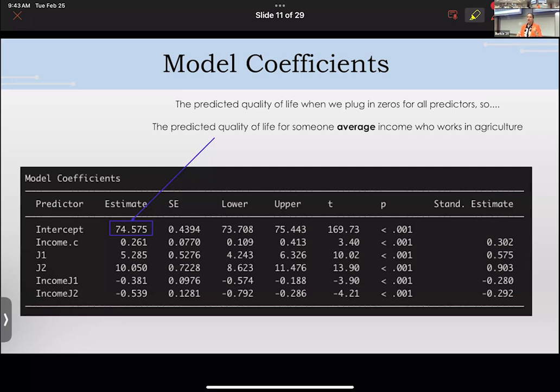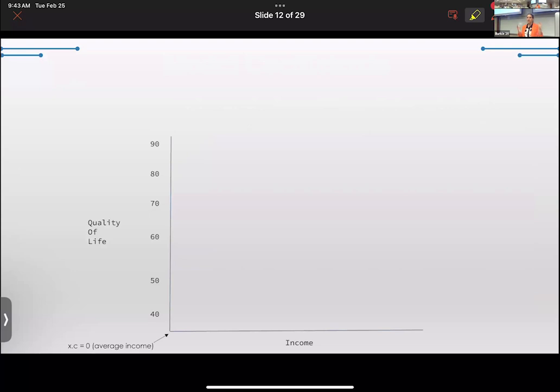Now, let's think our way to it visually and with the equation. Ready? Here's our graph. We're going to graph every value after looking at the value. I made a little reminder that the 0 is actually x-centered equals 0, which means it's average income. So here's our equation, and I plugged in zeros for every variable.